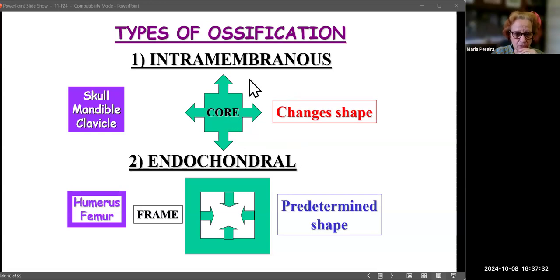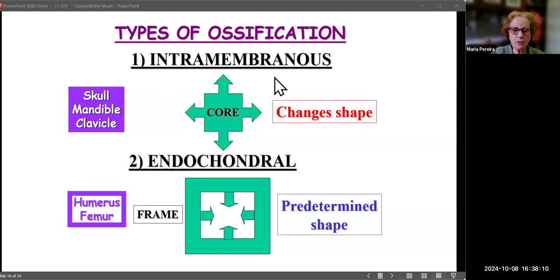So the intramembranous ossification starts by forming a core. Let's say you're playing with Play-Doh. You have a ball of Play-Doh, and now you want to mold it into a bone. You can stretch it and so on and give rise to a bone. That's how the intramembranous ossification starts. It starts with the core that then grows in different directions, leading to different bone shapes.